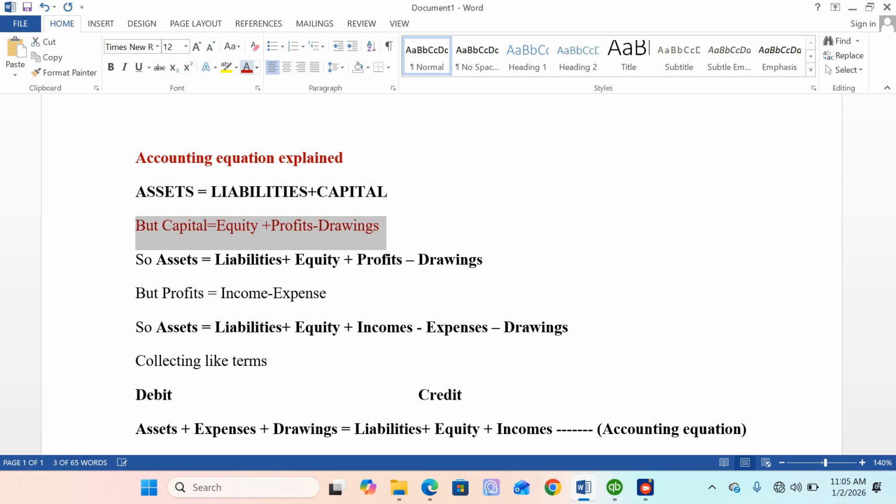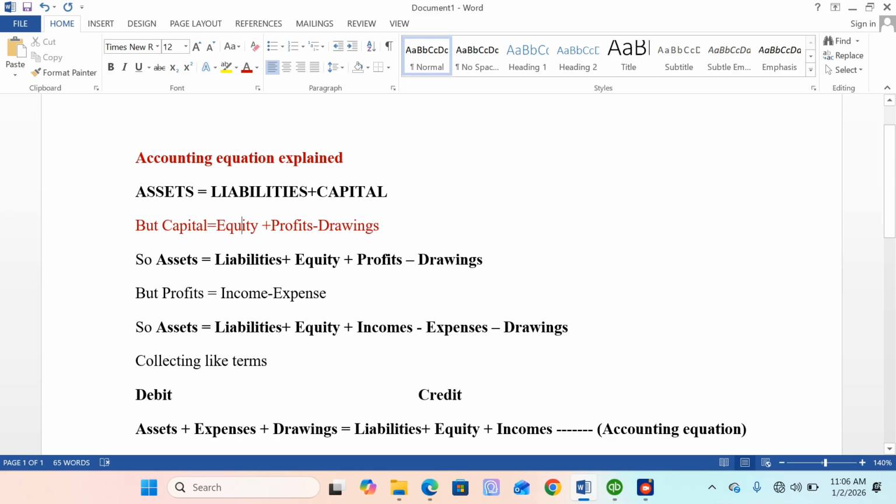Someone may ask, what is equity? This is the capital that the owner invests in the business. It can be share capital, it can be a cash contribution towards the business. This can be buildings, motor vehicles that the owner has put in the business to work as capital to run the business. Then capital is equal to equity plus profit.